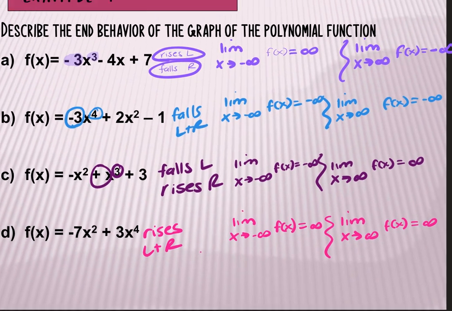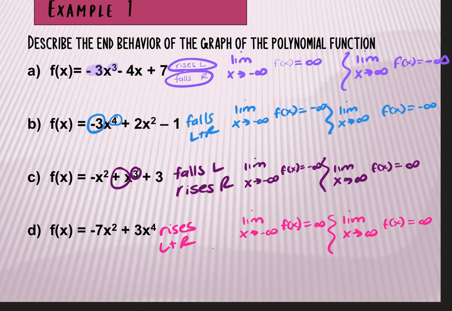So it could ask you to describe the end behavior using limit notation. It's looking for both sides. It could ask you just one. It could say what's happening as, and it would say limit as x approaches infinity or limit as x approaches negative infinity, and then you would just fill in that one side. Questions?